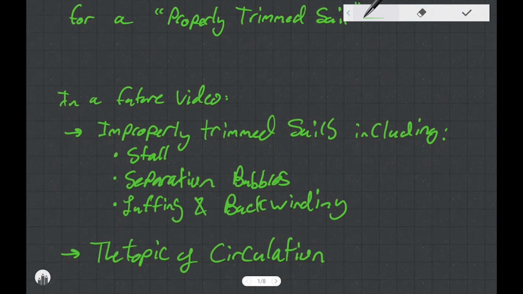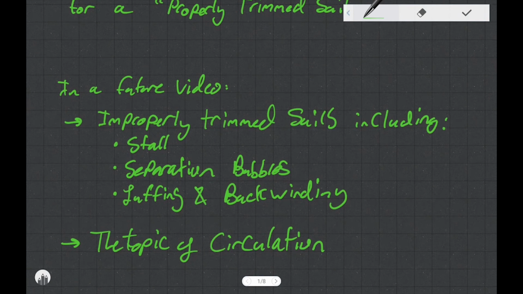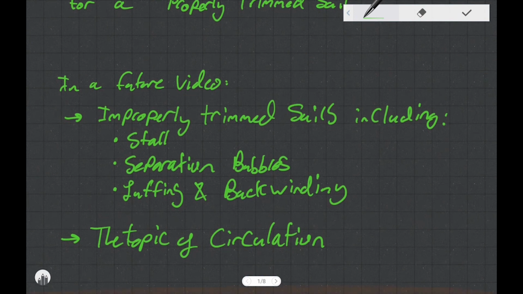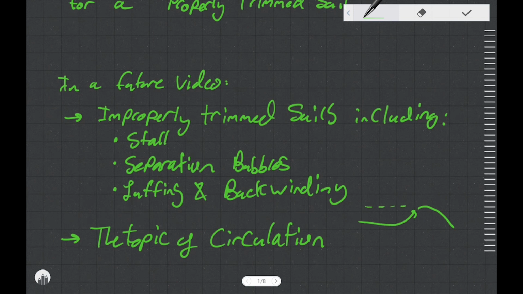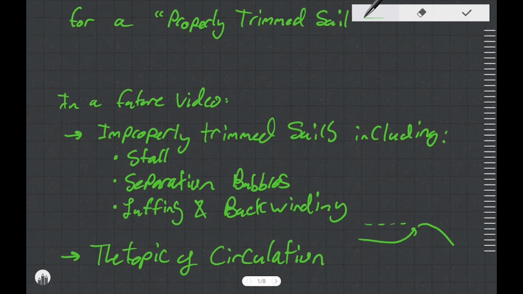In a future video, I'm going to talk about sail trim and improperly trimmed sails, and we're going to use the same diagramming techniques. In yet a third video, I'm going to introduce the topic of circulation. Circulation explains, among other things, why the stagnation streamline comes from below the sail instead of straight on like this. And it also really explains why sails generate lift at all.